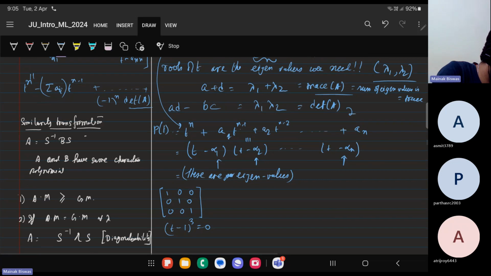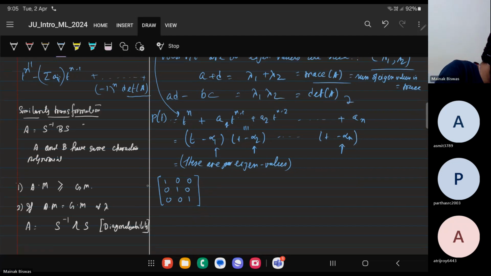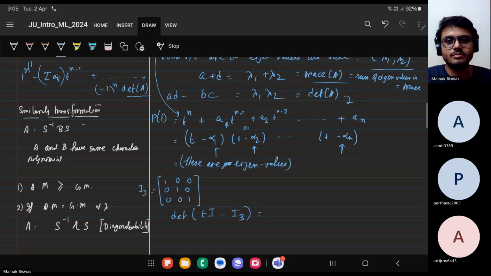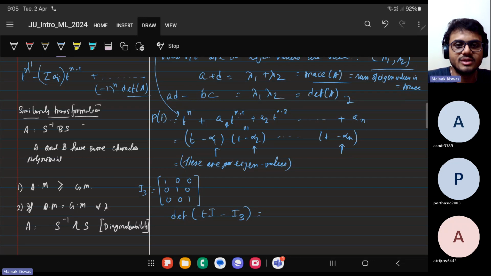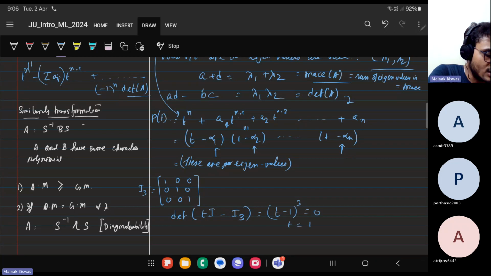If I write an I3, what is the determinant of tI minus I3? What is the determinant? Oh, (t minus 1) whole cube. (T minus 1) whole cube equal to 0. So T has 3, 1, 1, 1 repeated eigenvalues. Yes or no? So you all know that, right?